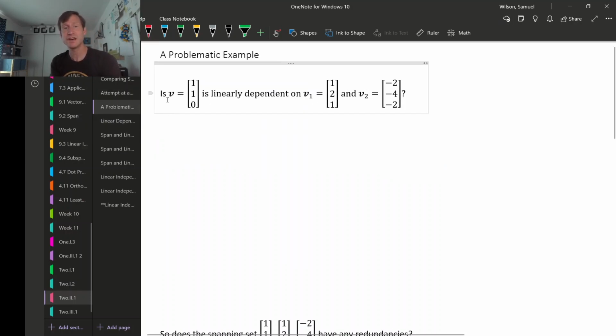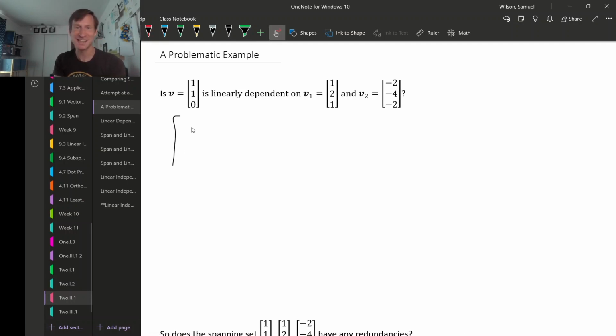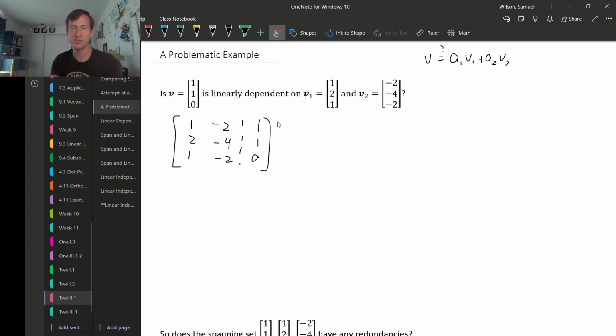Let's check, is this vector, 1, 1, 0, linearly dependent on 1, 2, 1 and minus 2, minus 4, minus 2? So, right, at this point we know how to check this. We can put these two vectors, v1 and v2, in a matrix, augment with the vector that we want to check the dependence of, and then row reduce and see if there are any solutions, right? And again, really what we're doing here is seeing if there are any solutions to the system v equals a1 v1 plus a2 v2, right?